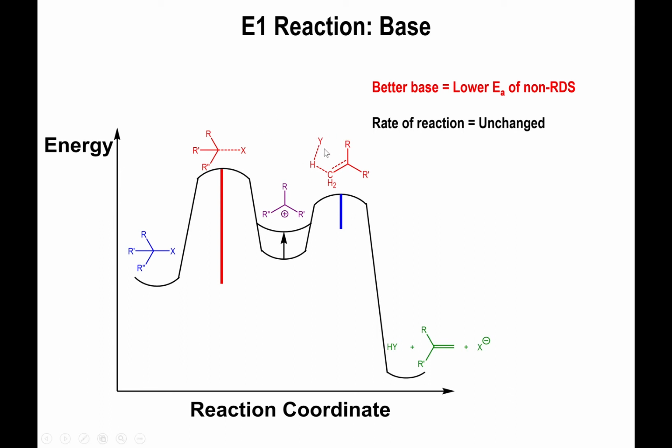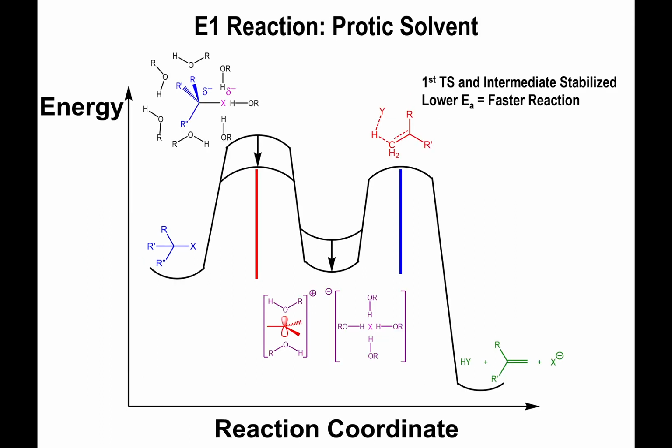In fact, that's how you're going to be able to tell for sure whether your reaction goes the E1 or the E2 route. If the base is strong, it's going to go via the E2 pathway. But if it is a weak base, it could go via the E1 pathway. And specifically, it will favor the E1 pathway if your solvent happens to be protic.